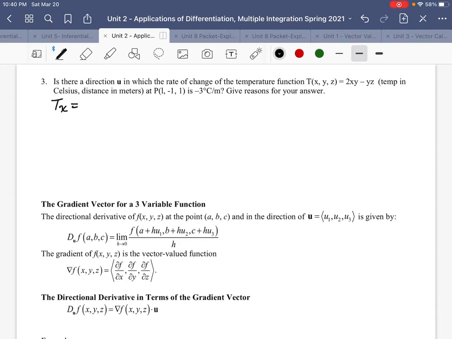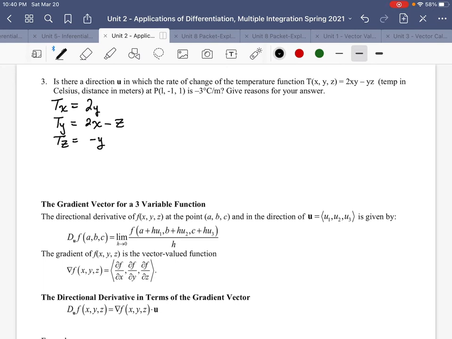So T sub x, 2y. T sub y, let's see, I can get a 2x here, minus a z, that's this guy over there too. T sub z, that would give me a negative y. All right, that's just focusing on this guy over here.